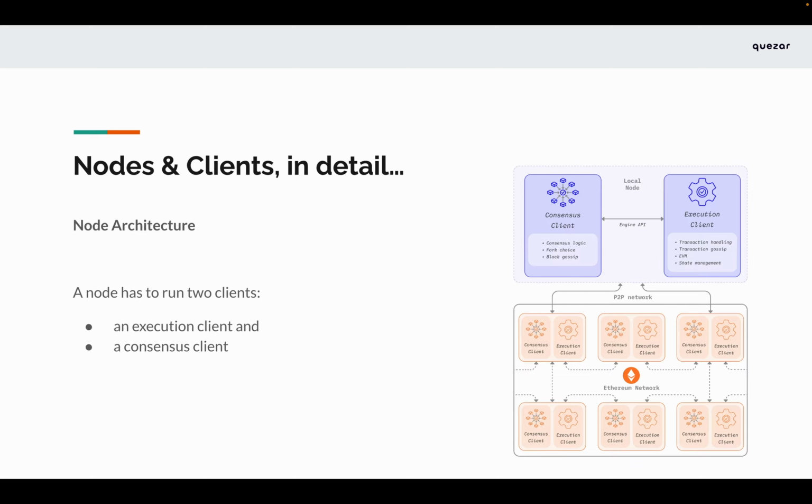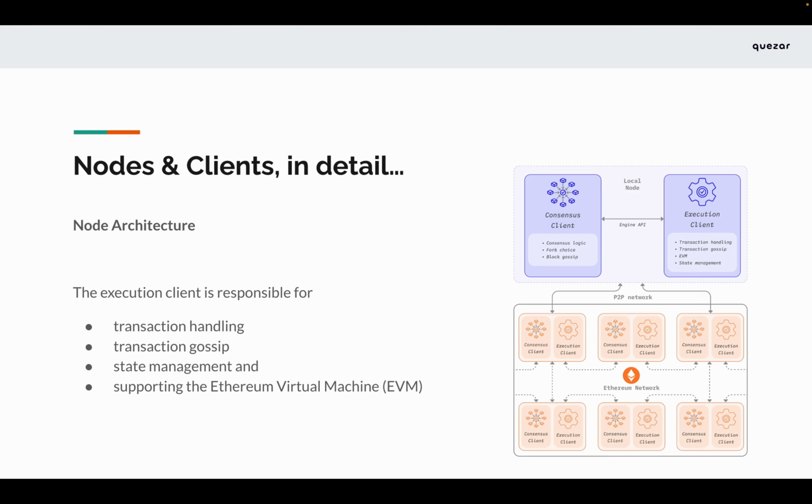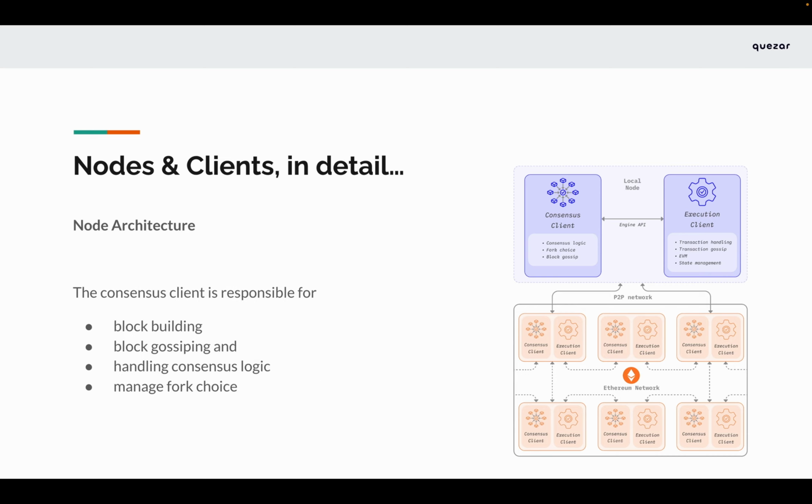Now, coming to node architecture, an Ethereum node has to run two clients. One is an execution client, and the other is a consensus client. The execution client is responsible for transaction handling, transaction gossip, state management, and supporting the EVM, that is Ethereum Virtual Machine. On the other hand, the consensus client is responsible for building blocks, gossiping them in the network, handling the consensus logic, whatever consensus mechanism the network is following, and managing fork choice in case of conflicting blocks.